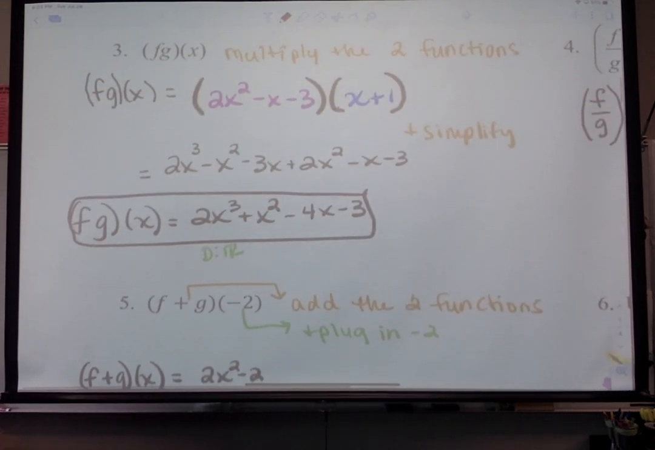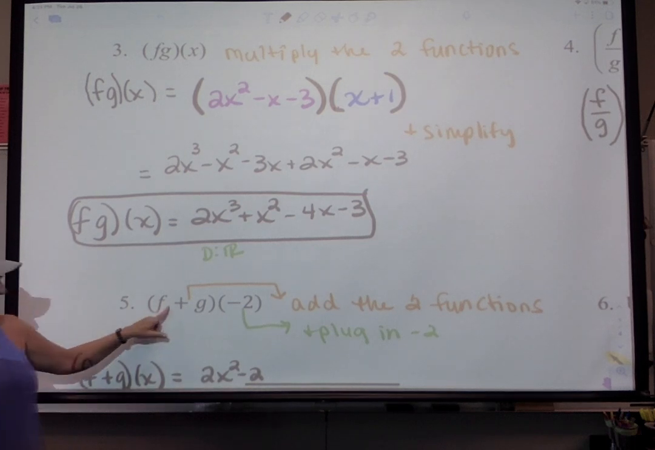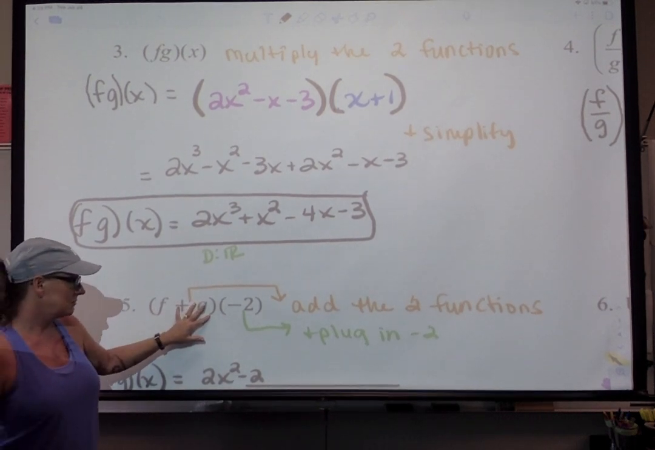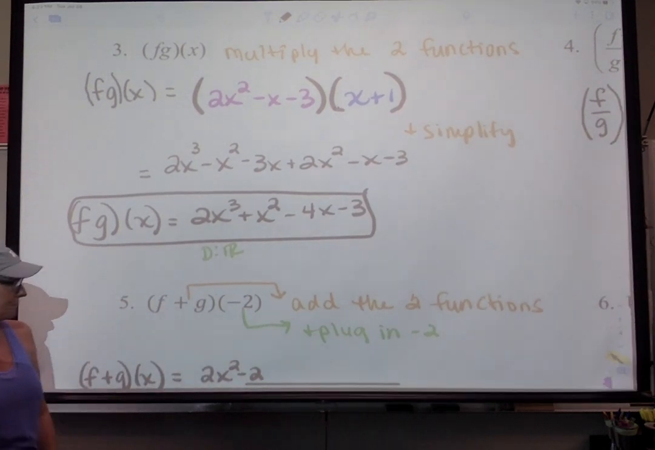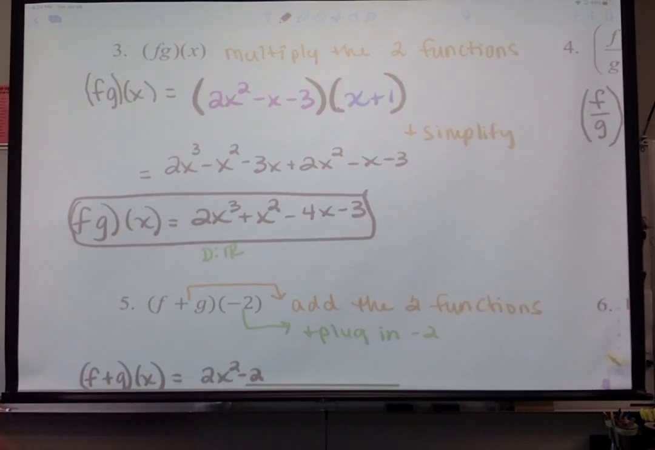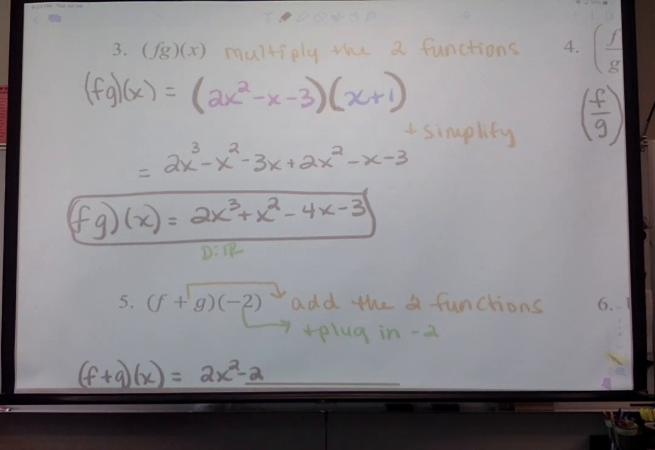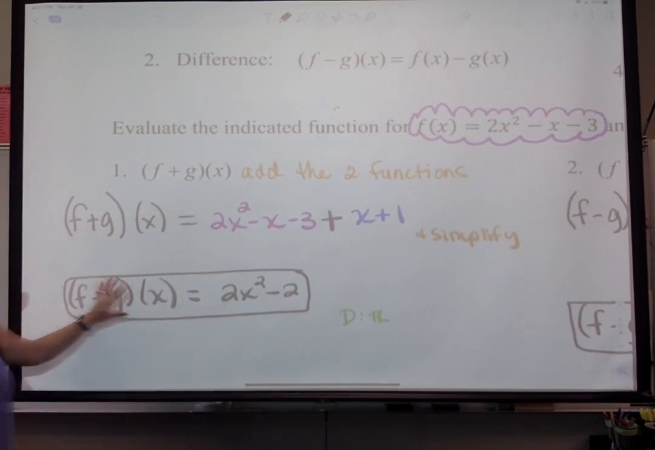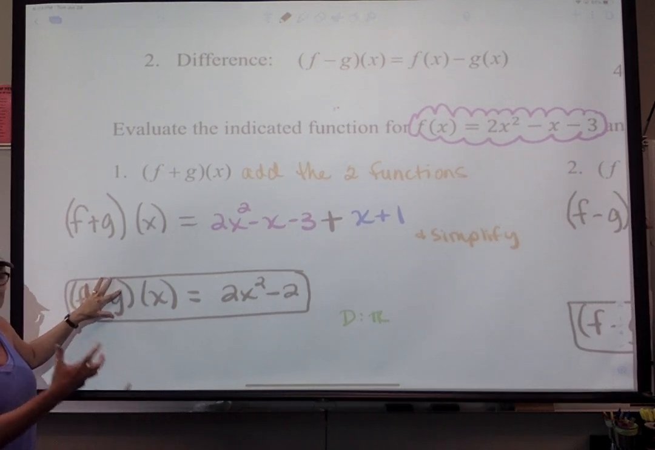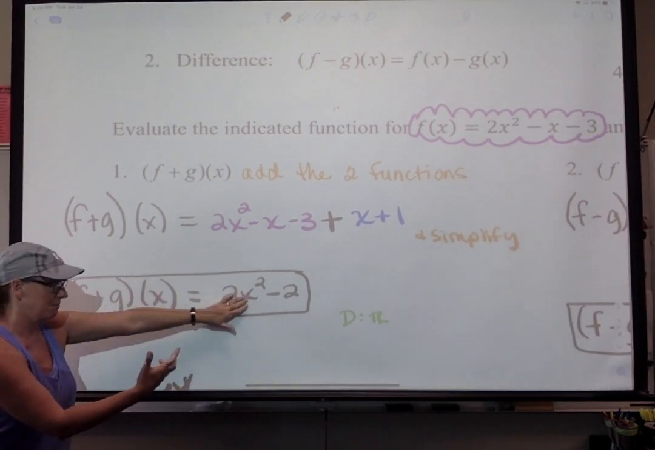Number 5 is saying add the two functions, and once you get them added, then plug in -2. Now, I already added the two functions up here. So keep in mind, I already added the two functions. Here's what they look like added together with an x in them.